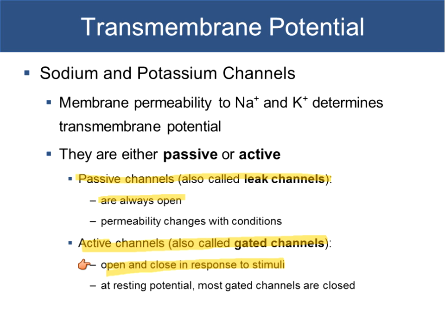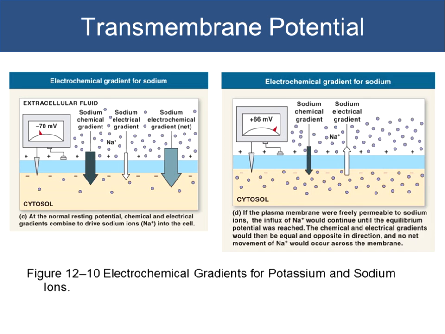Active channels are also called gated channels. They're not always open, so they're going to be open and closed in response to some sort of stimuli. So when we're at resting potential at negative 70 millivolts, most of these gated channels are closed. If we're generating an action potential, they're usually sodium gated channels that will open up as a result of some sort of change in transmembrane potential, and it will allow sodium ions to come into the cell. Because if you'll remember, back here, there's more sodium on the outside of the cell than there is on the inside.